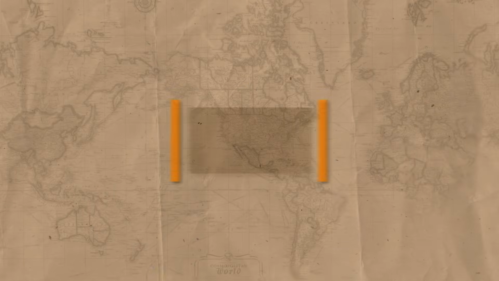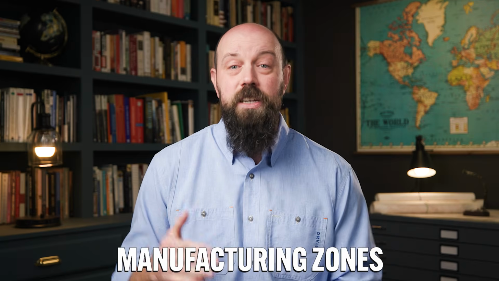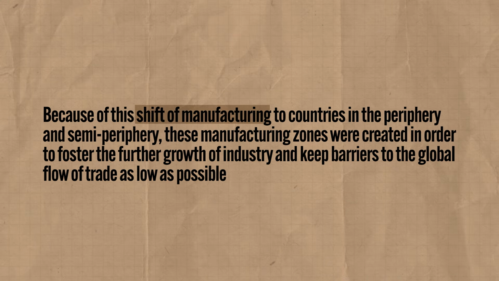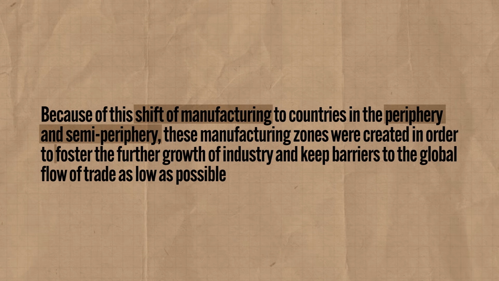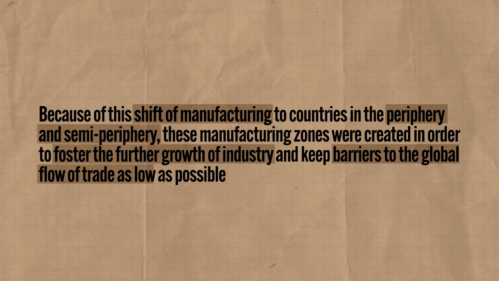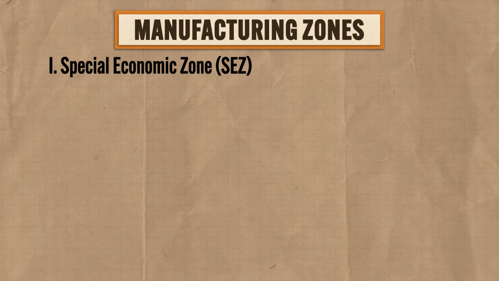Okay, now the next major effect of this international division of labor is the creation of new manufacturing zones in countries outside the core. And there are 3 of these zones that you're going to need to get cozy with, and I'll name them in a second, but first let me just tell you what's important about them. So because of the shift of manufacturing to countries in the periphery and semi-periphery, these manufacturing zones were created in order to foster the further growth of industry and keep barriers to the global flow of trade as low as possible. So the first kind of zone you need to know is a special economic zone, or SEZ.